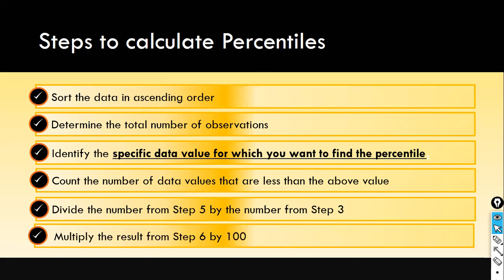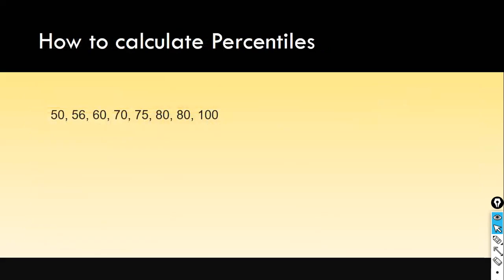So let's take another example. We'll work on a couple of other data sets here. So this is my another data set. Now let's say we want to find out a percentile for a specific value. Which value can we find out? Let's say 80. I want you to find out the percentile for this specific value 80. So this is the given data set.